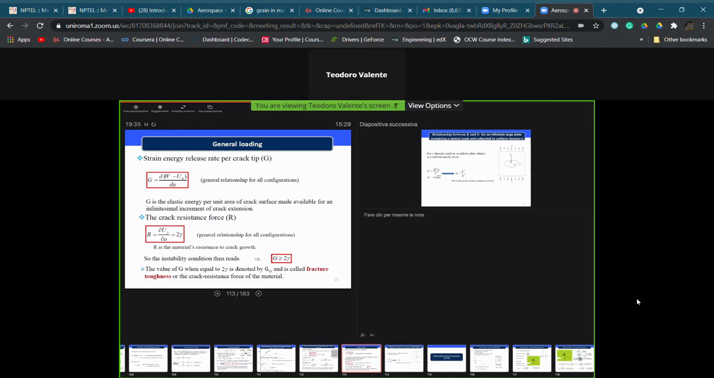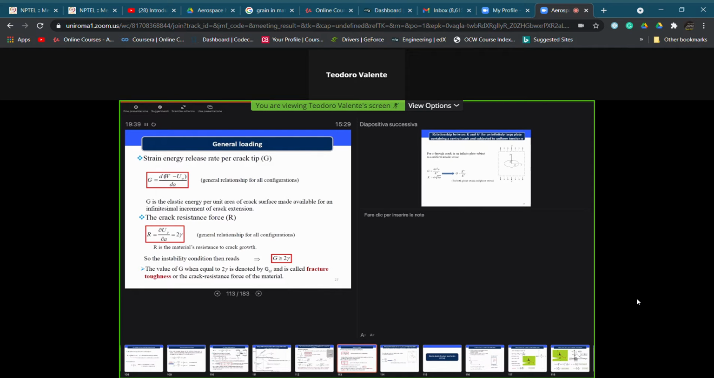With this approach, it is possible to define also an important term, which is called the strain energy release rate for the crack tip, defined as G. And obviously, in this case we are in the condition of G1, which is given by this simple general relationship and expresses the elastic energy per unit area, as said before, per unit area of crack surface, which is made available for an infinitesimal increment of the crack extension.